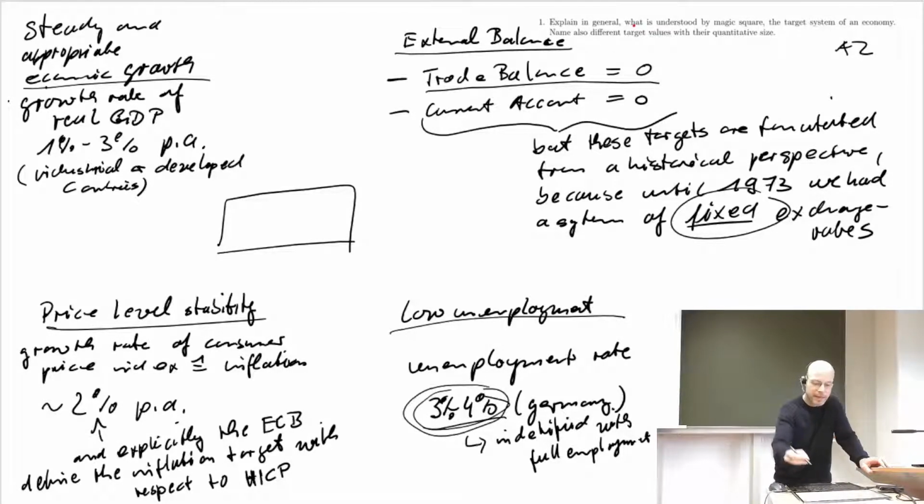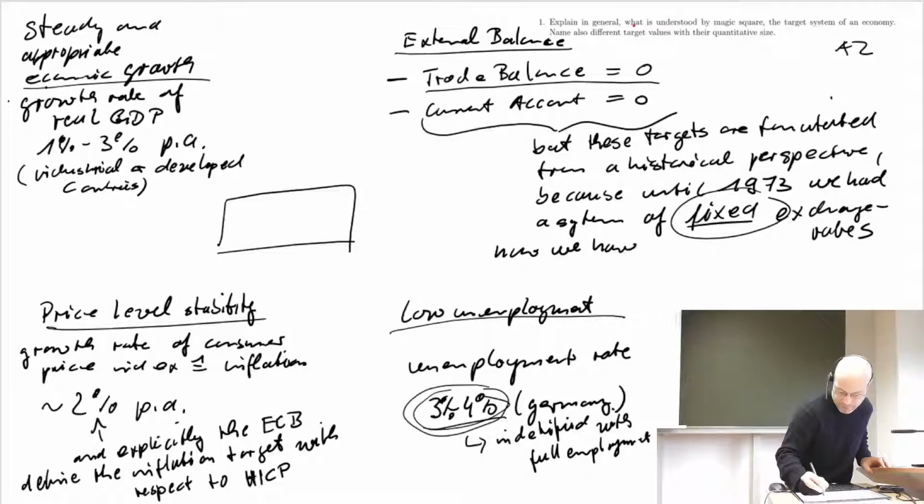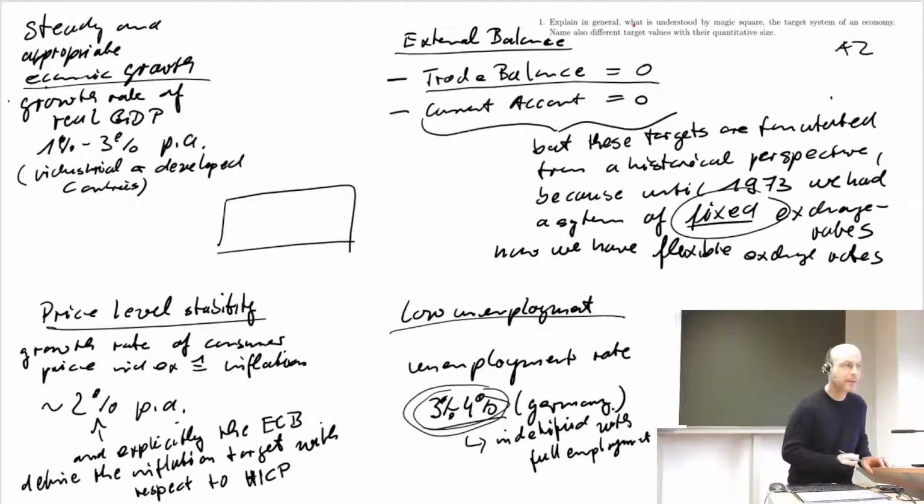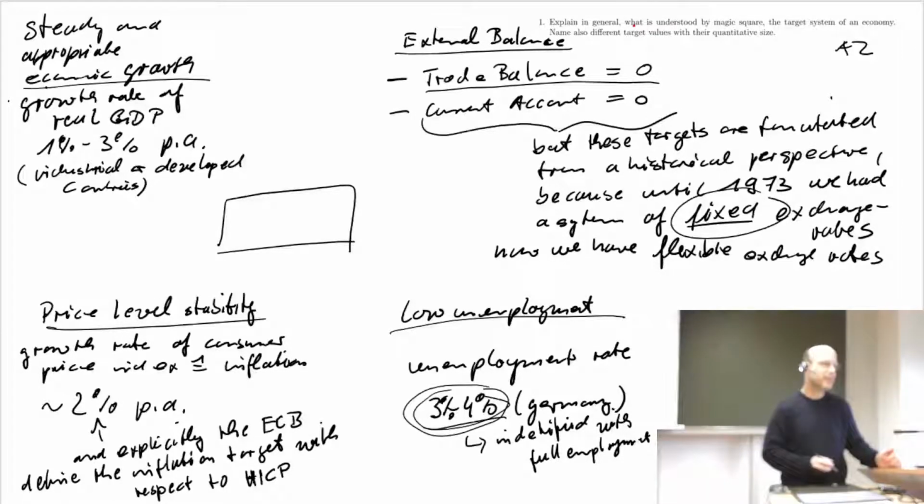But if we now have flexible exchange rates, and then if you have an imbalance in the trade balance or in the current account, this means that just the currency adjusts, the exchange rate just adjusts in the one or in the other direction.